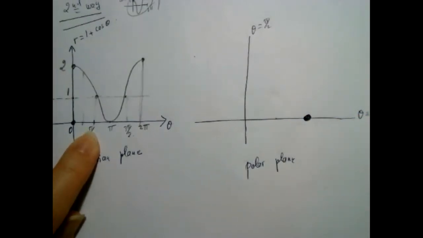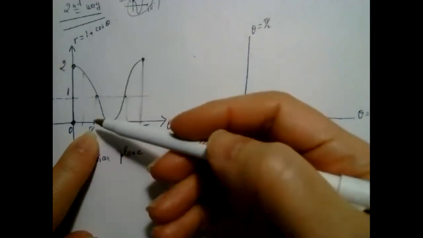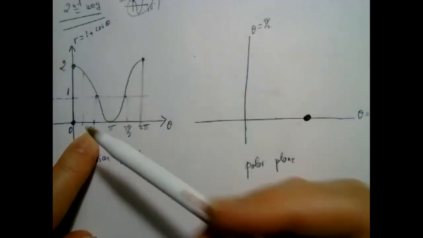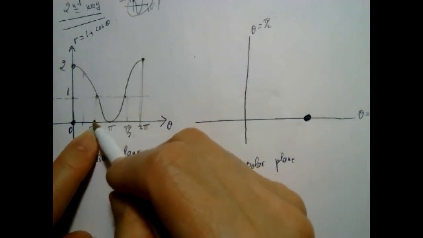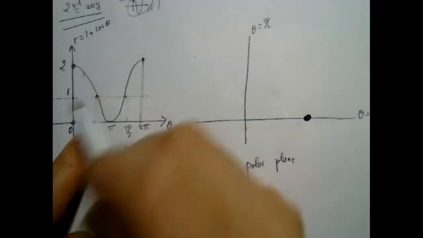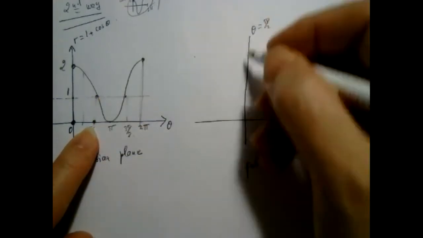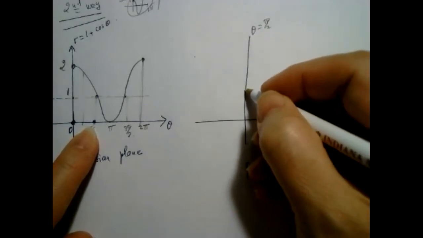If theta is pi over 2, so instead of plotting points, I'm going to read them off this graph. If theta is pi over 2, r is 1. So if theta is pi over 2, it means I am right here. My r is 1.